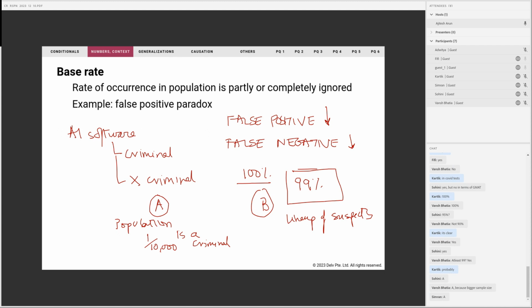Shovani is saying scenario A. Vansh is saying A. Simran is also saying A. Guys, please unmute and give me your reasoning over here.